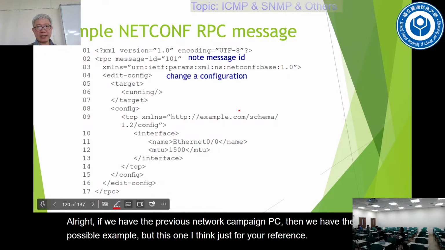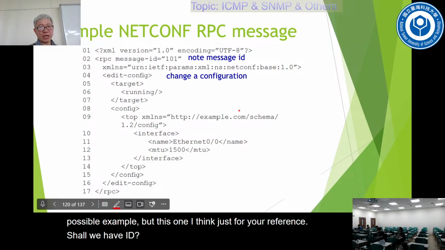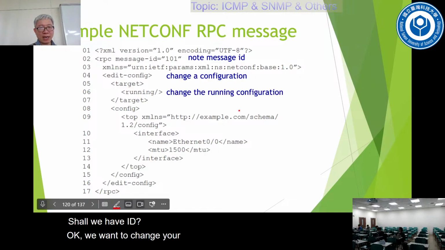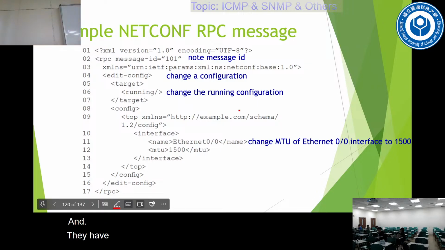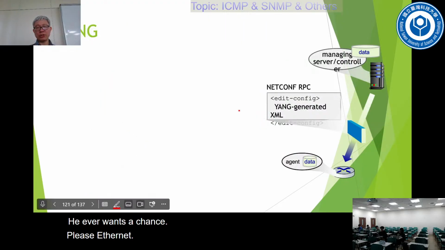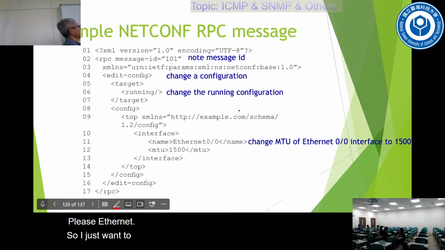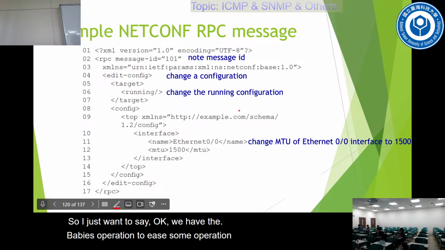So we have ID. Okay, we want to change a configuration, edit, right? And here we want to change this Ethernet. So you just want to say, okay, we have the previous operation to use some operation, and these operations are in XML, so we can have these.